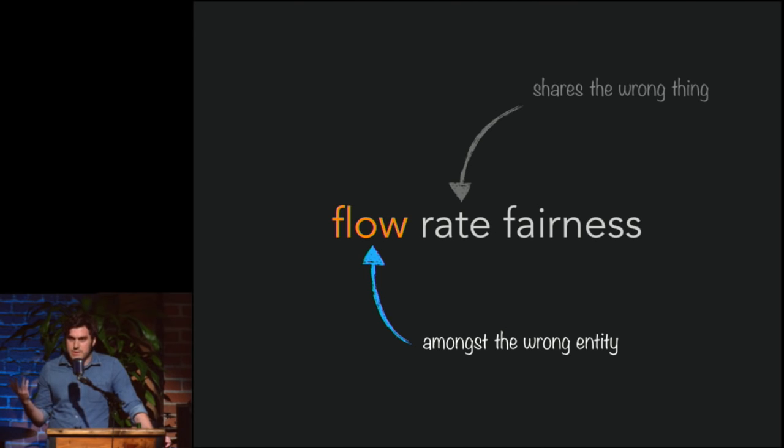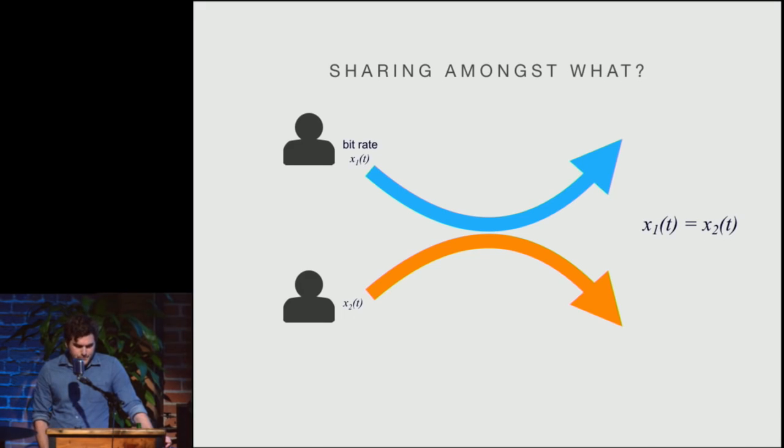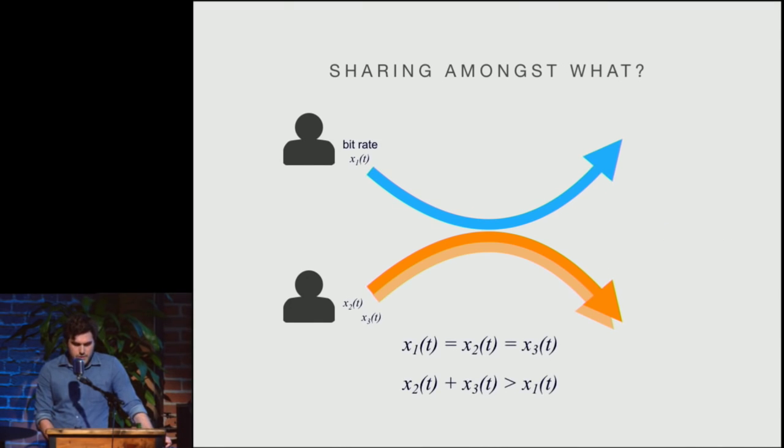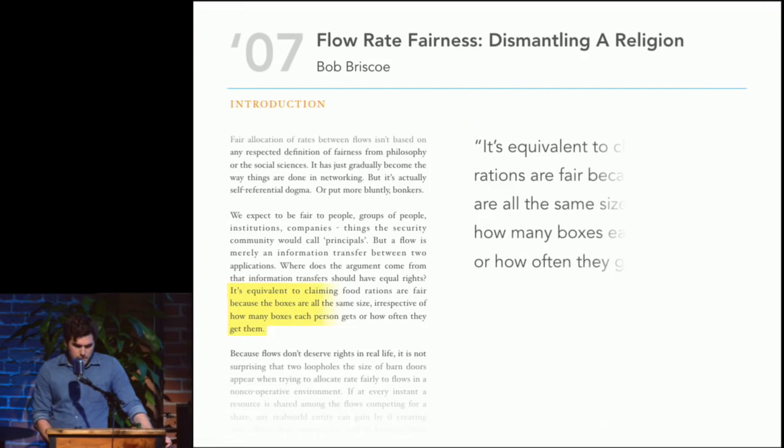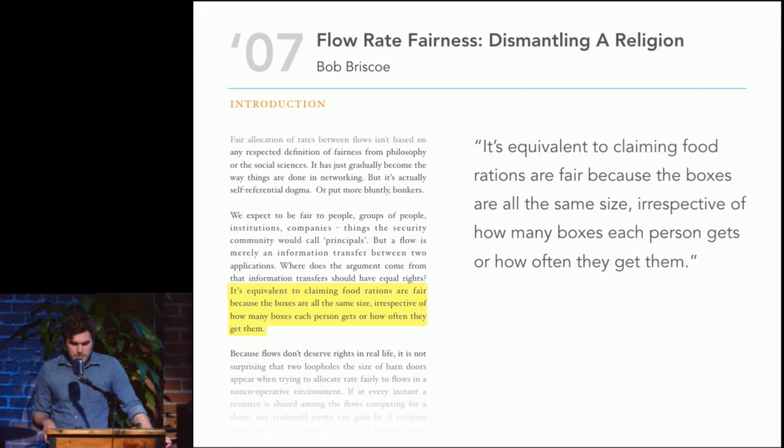And this one's super easy to understand. So if you're sharing bit rates amongst flows, well, I can just create more flows and get a higher percentage of the bandwidth, right? This is just economic free riding, effectively. And the analogy is great. It's the equivalent to claiming food rations are fair because the boxes are all the same size, irrespective of how many boxes each person gets or how often they get it.